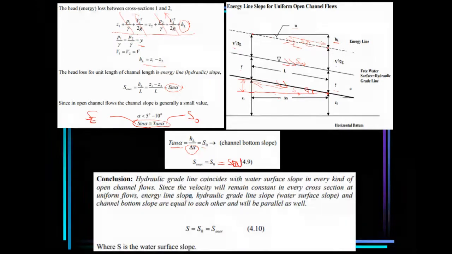And the conclusion here is that the hydraulic grid line, which is SW, coincides with the water surface slope in every kind of open flow. Since the velocity will remain constant in every cross section at uniform flows, the energy line slope SE, the hydraulic grid line slope which is the water surface slope SW, and the channel bottom slope S naught are equal to each other and will be parallel as well. So S is simply equal to S naught equal SE, where S is the water surface slope. So they are all equal for uniform flow.